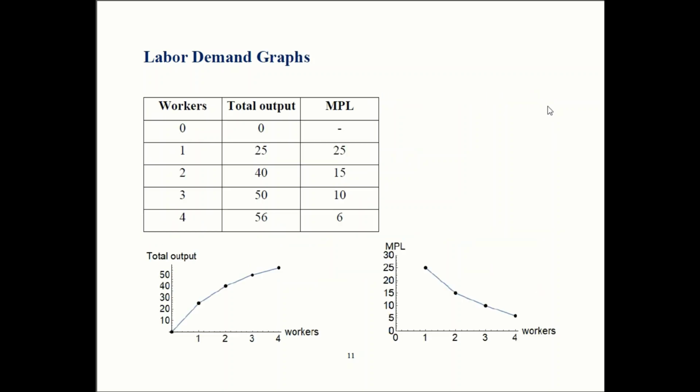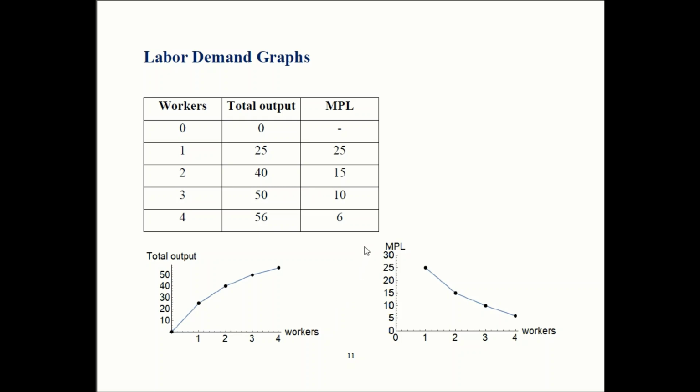So now we'll look at the graphs for labor demand. Here's an example we probably saw earlier in chapter 8, most likely. If you have no workers, you have no output. If you hire one worker, output goes up to 25. With 2 workers, you produce 40. With 3, you have 50. And with 4, you have 56. So this first graph shows you total output depending upon how many workers you have.